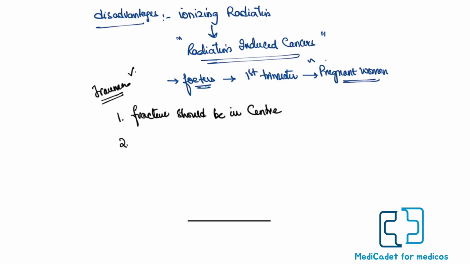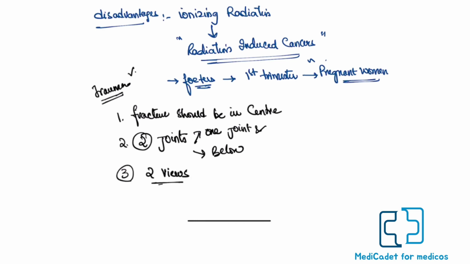Whenever you're suspecting a fracture in a particular patient, for example a humerus shaft fracture, you have to see that the part is in the center. That means two joints should be covered: one joint above and one joint below should be included in the X-ray. And the third point is two views. Always go for two views, an AP view and a lateral view.